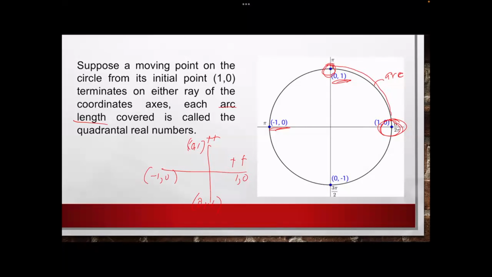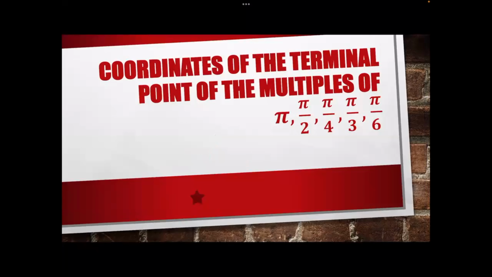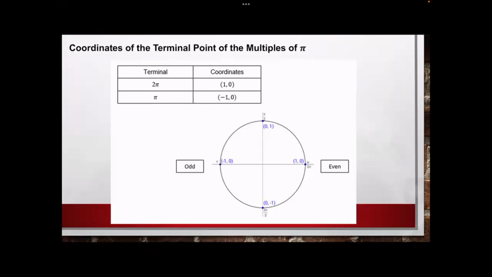Okay. So, in relation with that, we have yung subtopic na. First topic is what we call the coordinates of the terminal point of the multiples of pi over 2, pi over 4, pi over 3, and pi over 6. So, yan. Let's discuss first meron tayong 1, 2, 3, 4, 5. So, lima yan. Let's discuss first the pi.